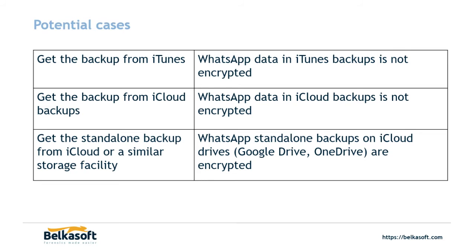And the third potential case is to get the standalone backup from iCloud or similar storage facility. Some users configure WhatsApp on their iOS devices to create standalone backups, which are stored on the iCloud drive. WhatsApp standalone backups on iCloud drives, as well as on Google Drive, OneDrive, and other cloud storages, are encrypted, so you will have to decrypt them first to view the conversations in them.